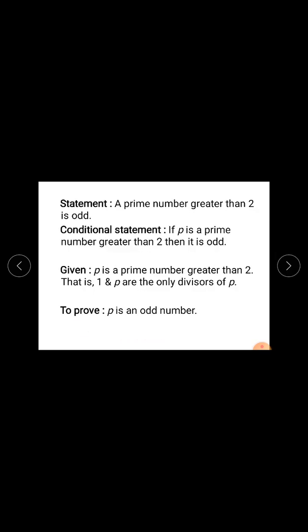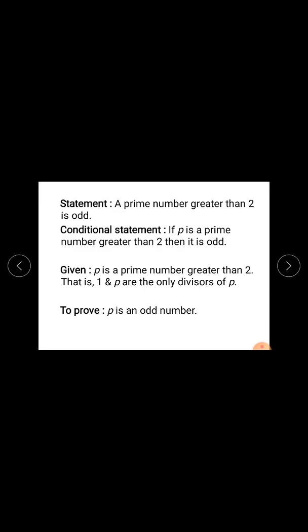See one example of indirect proof. A simple statement is given: a prime number greater than 2 is odd.